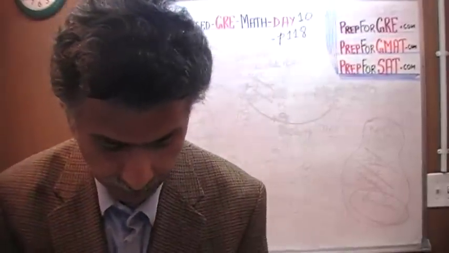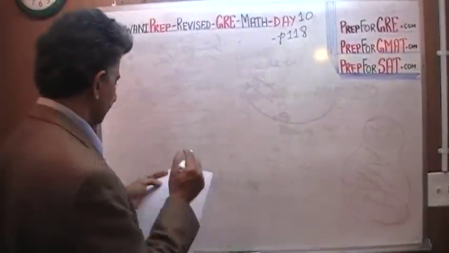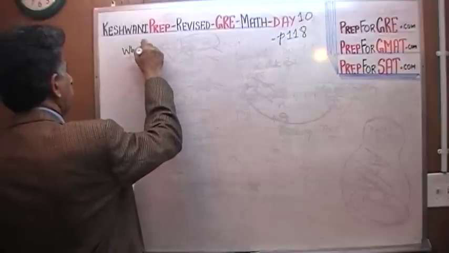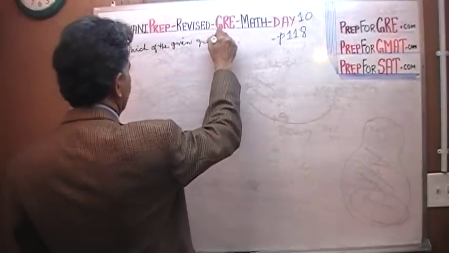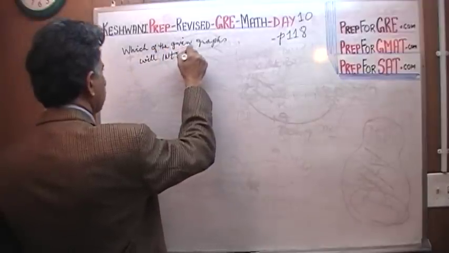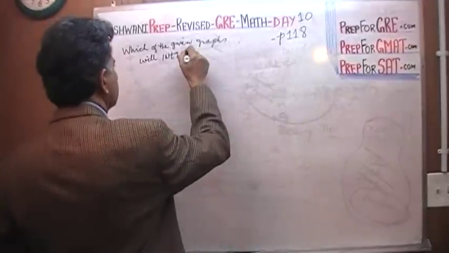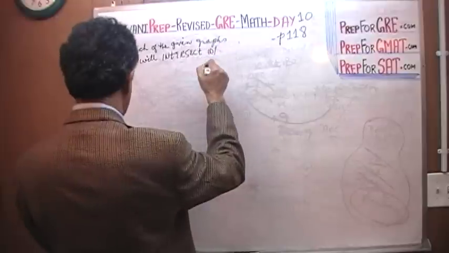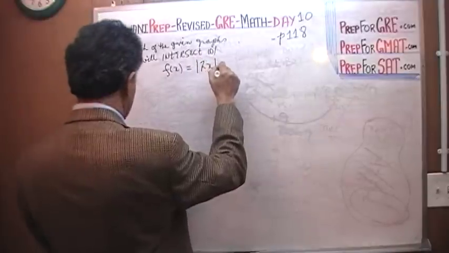At the bottom of page 110, we are given a graph and we are asked this question. Which of the given graphs will intersect with f of x equals the absolute value of 2x plus 4?